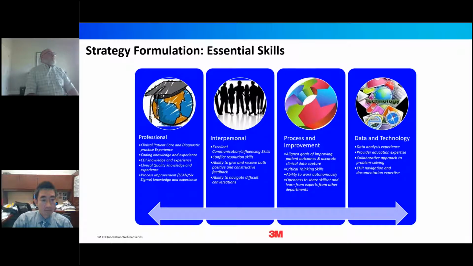So this is about making sure that you have the essential skills on the team to get the output that you want in an efficient manner. You want to make sure that it's professional, there's interpersonal process and improvement, whatever way you do that, and your data and technology. Obviously the data and technology piece is key to helping drive the work, but also making sure that you have all the right people at the table.